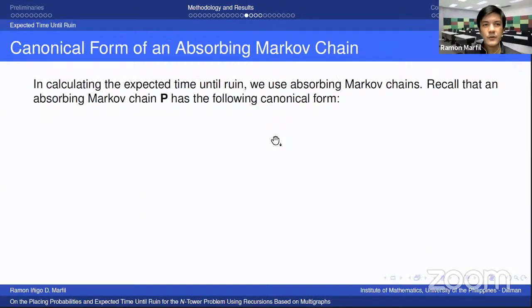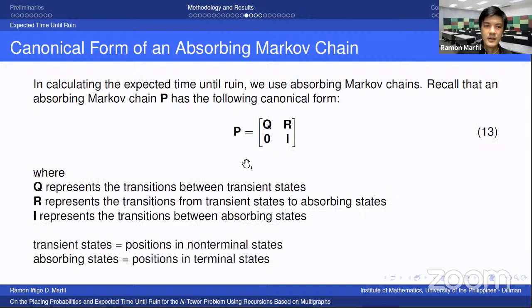Now, to solve for the expected time until ruin, we will use, let's recall the canonical form for the absorbing Markov chain. So recall that an absorbing Markov chain P has the following canonical form. Ito yung mga submatrices natin. And the submatrices represent the transitions between transient states and absorbing states. Okay? Dito sa problem na to, yung transient states natin ay yung positions in non-terminal states. Yung absorbing states natin ay yung positions naman sa terminal states.